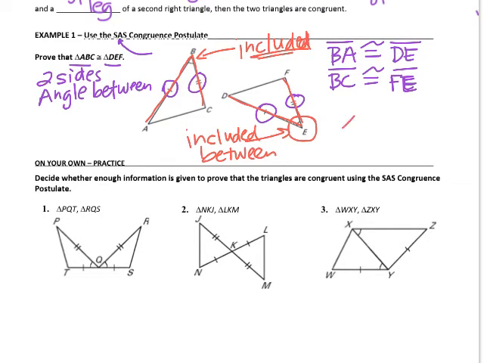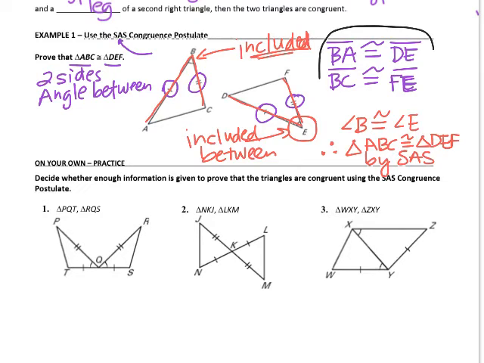So we also have angle B that is congruent to angle E. Therefore, we can say that triangle ABC is congruent to triangle DEF by the SAS, or side angle side congruence theorem. So we did have to show that we had two sides as well as the included angle, and that's how you prove that two triangles are congruent by side angle side.